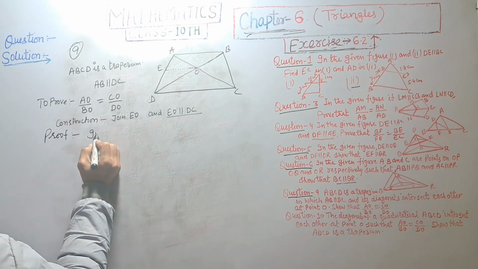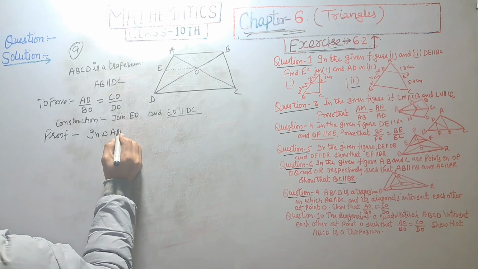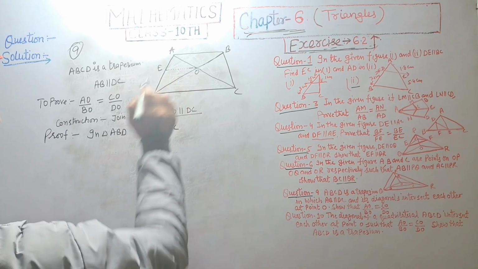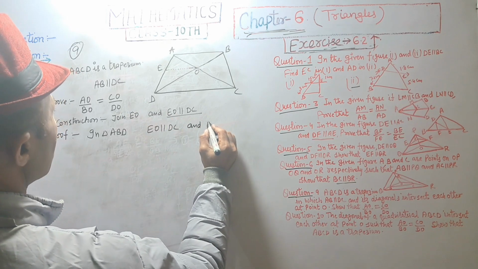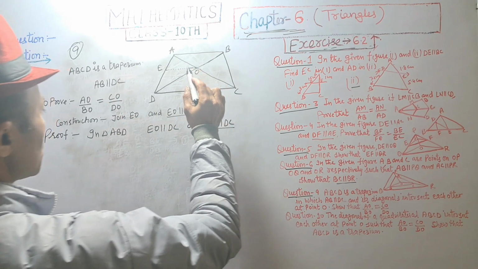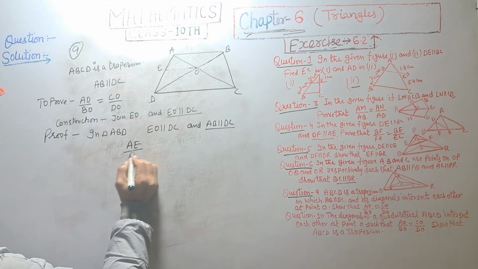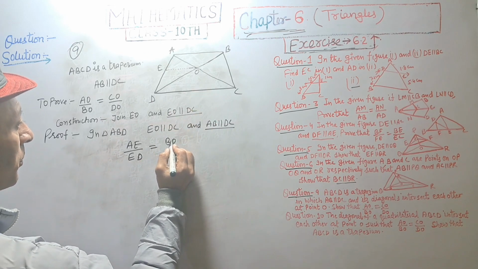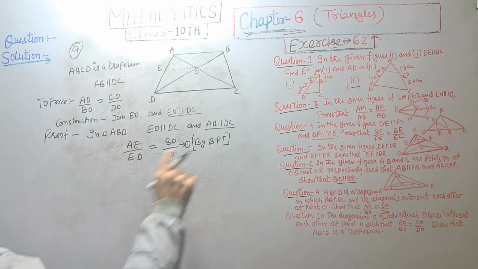Proof. In triangle ABD, EO is parallel to DC and AB is parallel to DC. It's given. So in triangle ABD, AE upon ED is equal to BO upon DO by BPT. It's equation first, by BPT.